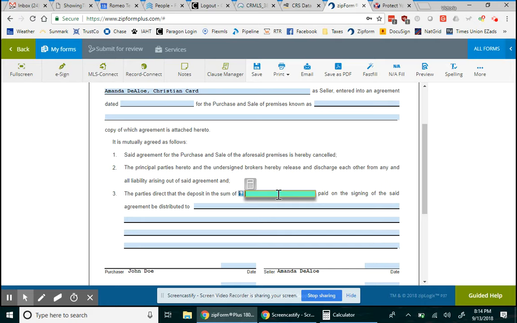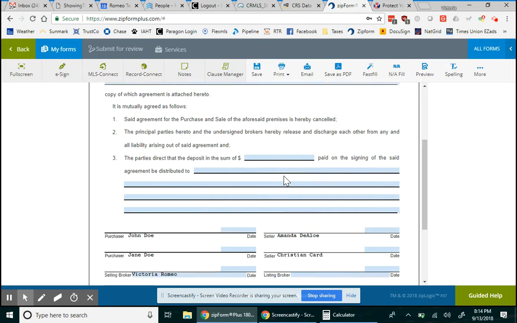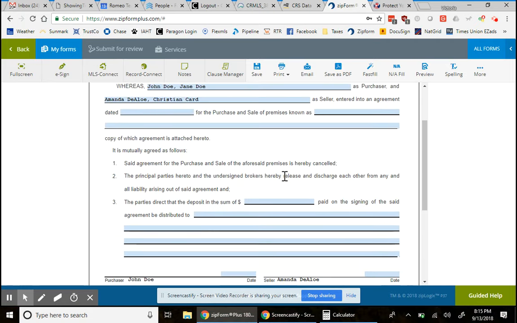So say it's a $2,000 deposit. Write up one for 1,000, direct it to the seller, sign. Write up another one for 1,000, direct it to the buyer, sign. And both of those would constitute the $2,000 deposit. So it just depends on the scenario. As long as it's clear, I don't mind which you do.